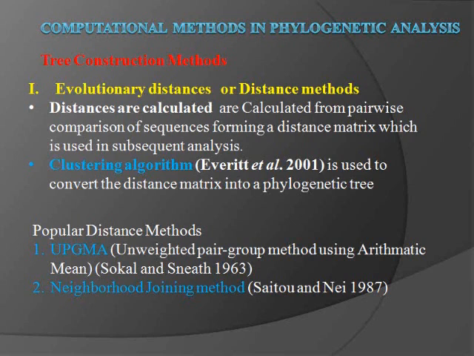Now, cluster algorithms were given by Everitt 2001, and are mostly used now to convert a distance matrix into a phylogenetic tree. The most popular distance methods are UPGMA and neighbor joining. You have tried both these methods. One modification of UPGMA is nearest neighbor, which you can find in PAST software, also called paired neighbor or single linkage. Neighbor joining is another clustering method. So these are the two methods.